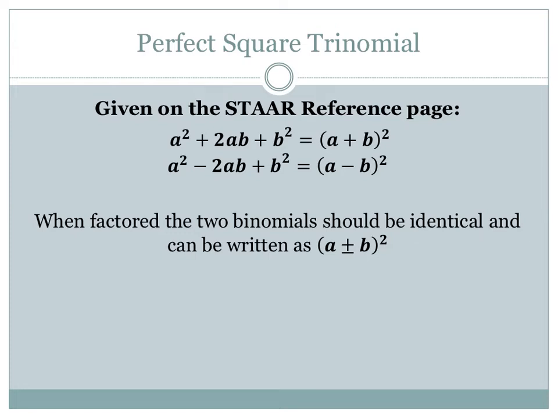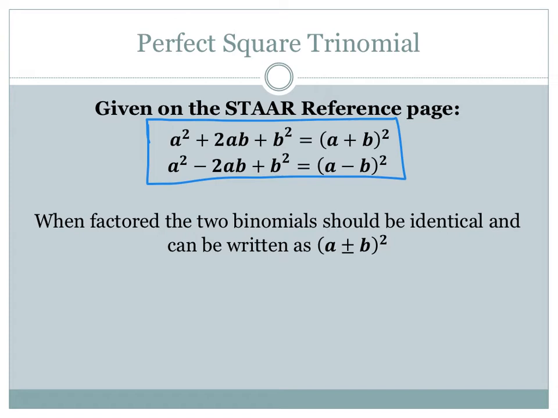So we're given a few other things on our STAR reference page. And those look like this. These are perfect square trinomials. These work the same way as the other ones: a squared plus 2 times a times b plus b squared is going to equal a plus b, squared. Okay?